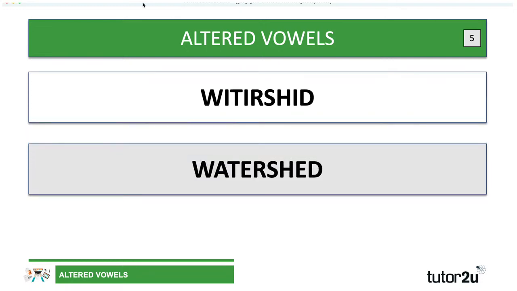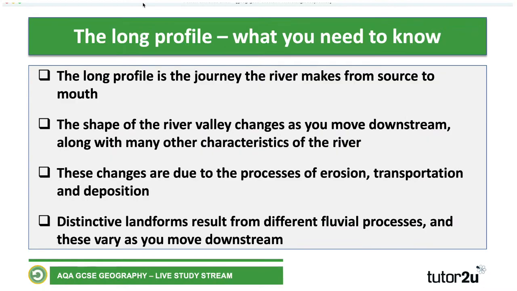So Isabel is right with the watershed. So it's the area of highland that separates two drainage basins. Thank you very much. I'm going to hand over to Suzanne now to just run through what we're going to cover in this evening session.